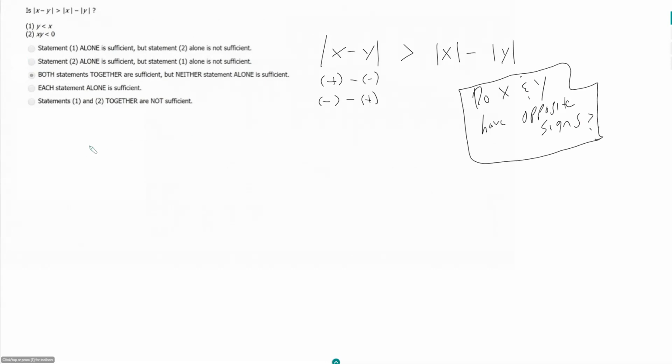So with that in mind, let's look at statement 1. Statement 1 says y is less than x. Well, this means y could be negative and x could be positive, and that would be a yes to our question. They have opposite signs. However, y could be positive and x could be some positive that is greater than y. And so this would be a no.